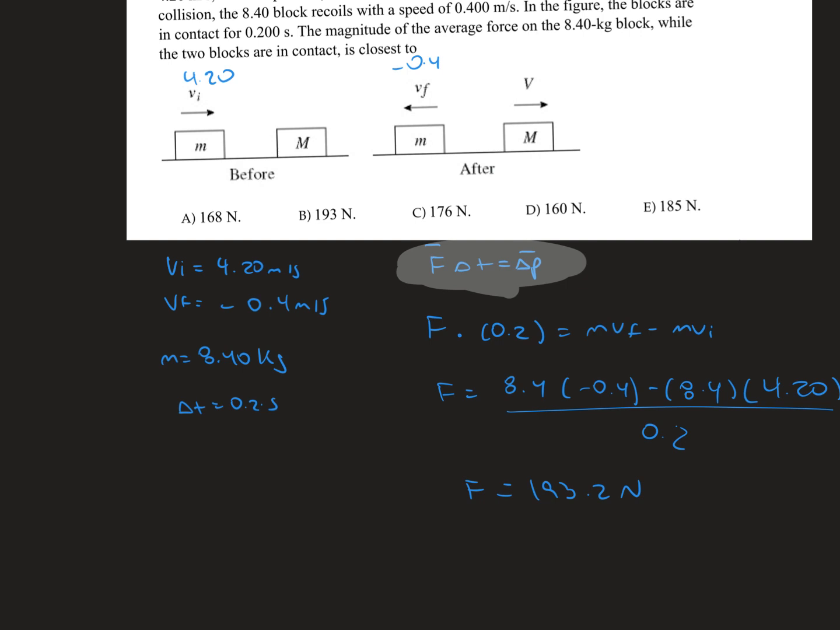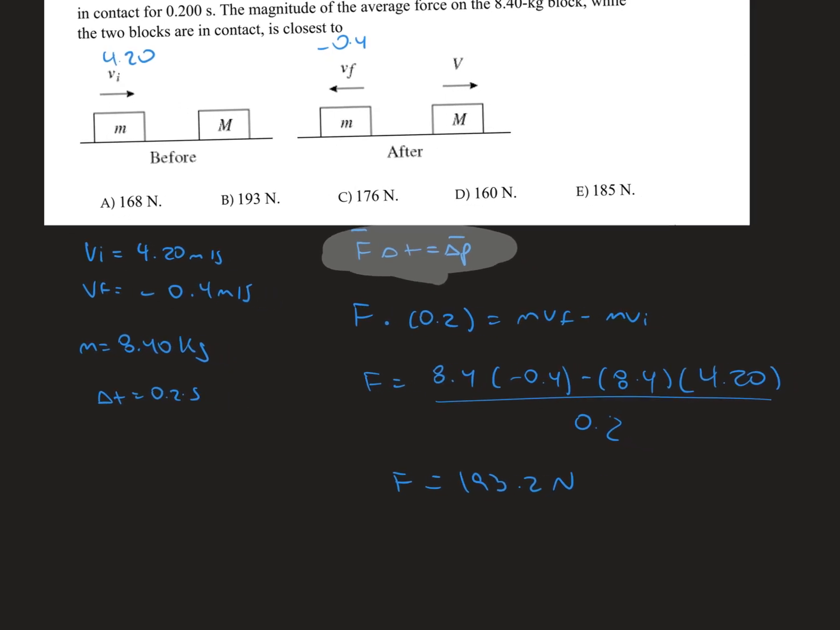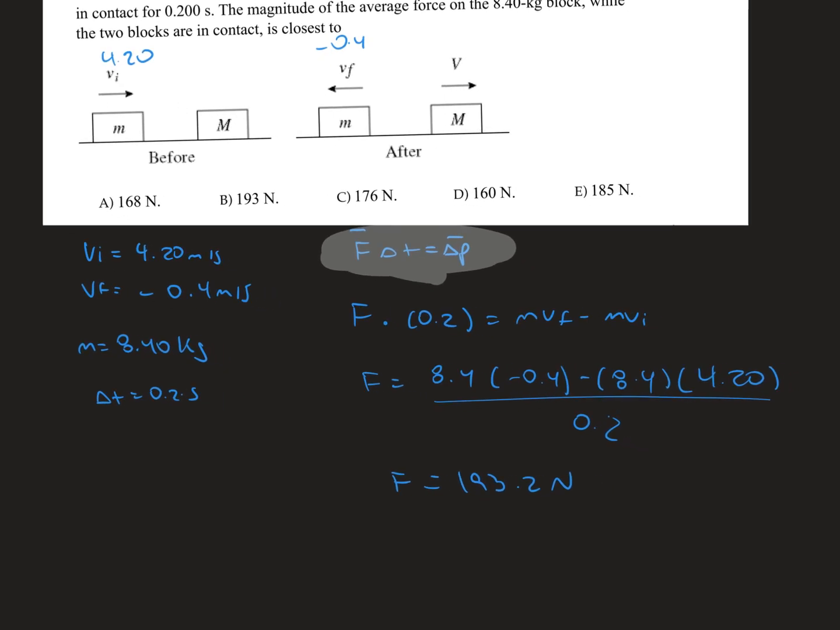Next, we have the mass being equal to 8.40 kilograms and the change in time being 0.2 seconds. So what we're going to do is just plug the values into this equation and solve for the force. What I just did is rewrite the change in momentum as mass times the final velocity minus the mass times the initial velocity.